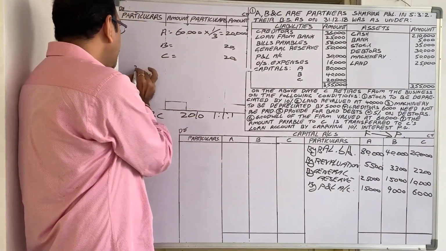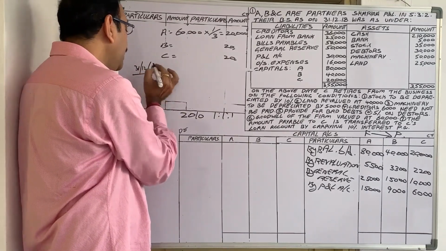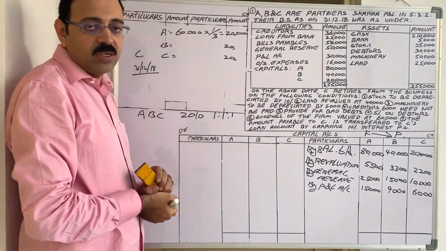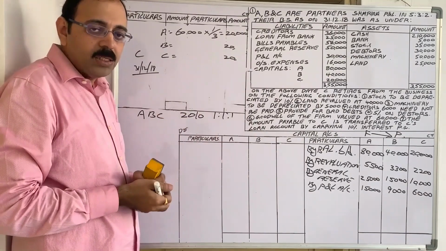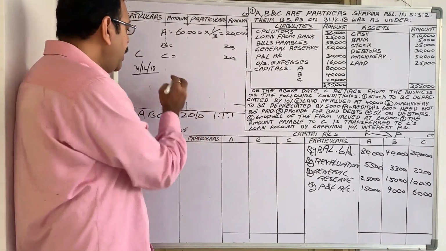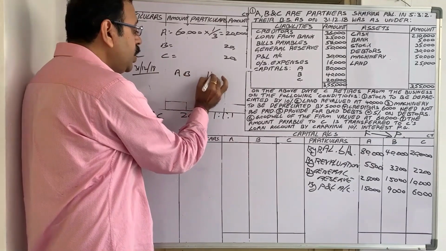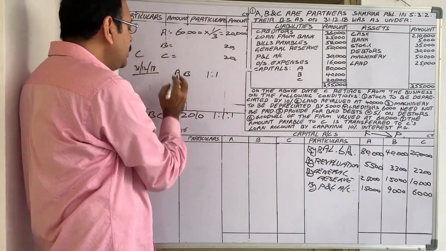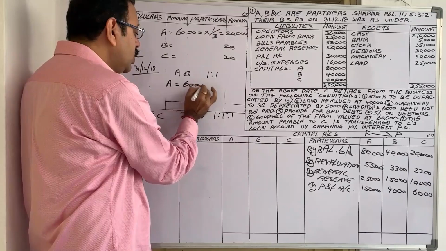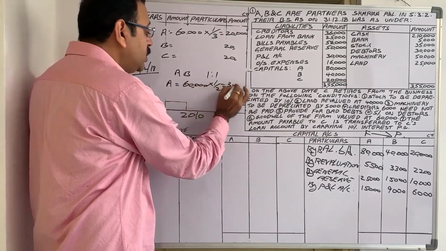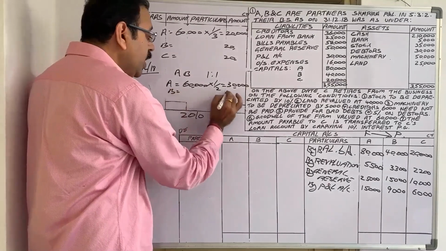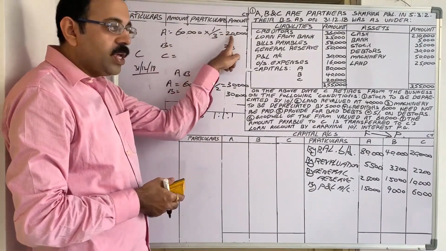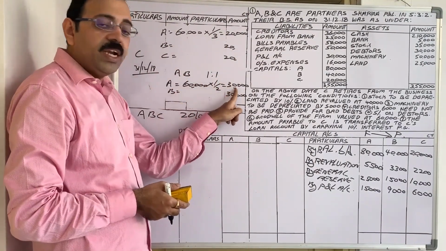Assume that on 31st December 2018, C retired from the business. Then average profit will be 60,000, but now they need not make it 3 parts. They make it only 2 parts, and A and B's new profit sharing ratio is 1:1. In that case, how much does A get? 60,000 into 1/2, that is 30,000 rupees. B also gets 30,000. Before C's retirement, A used to get 20,000, but after C's retirement, he is getting 30,000.